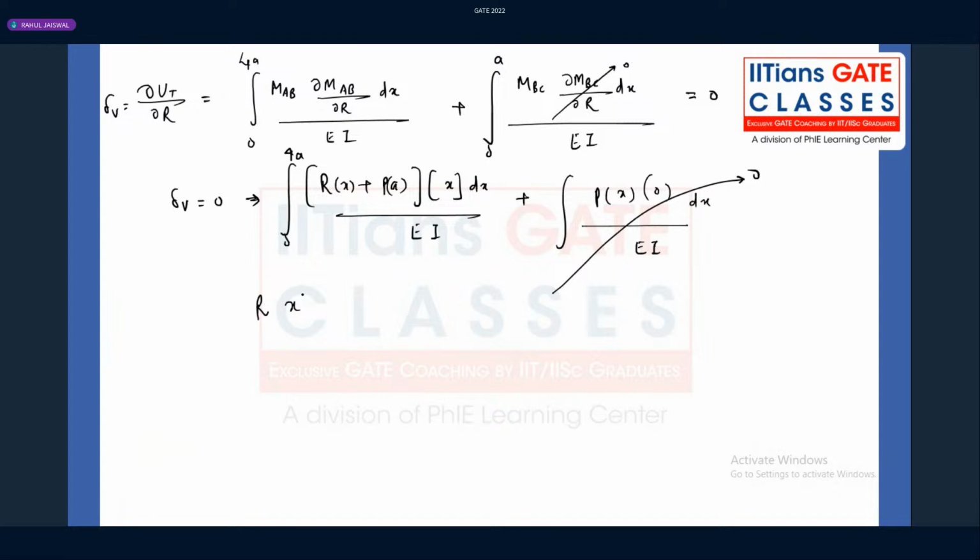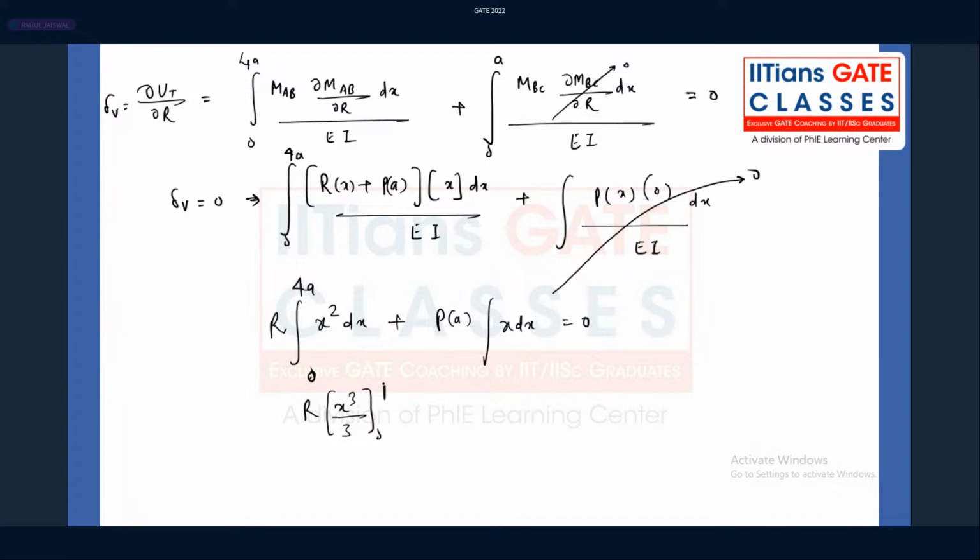R into x square divided by 2. Sorry. Here this value, if you multiply, what will happen, guys? Here R into x square dx from 0 to 4A plus P into A x ds equal to 0. X cube divided by 3 plus P into A, R divided by 3, 64A cube is to 60 square is equal to 0.